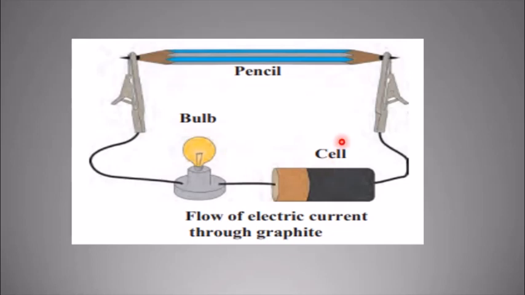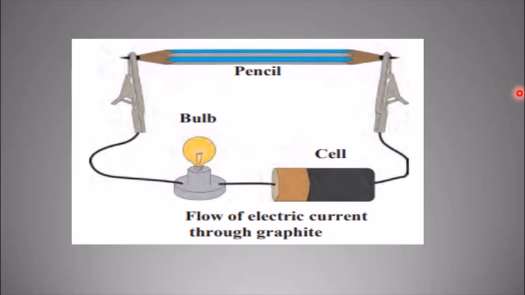You will see that as soon as you pluck it from one side, the light starts to glow, and when you remove it, the light stops. From this we can say that electricity can be conducted through graphite, and this indicates that the lead is a good conductor of electricity.